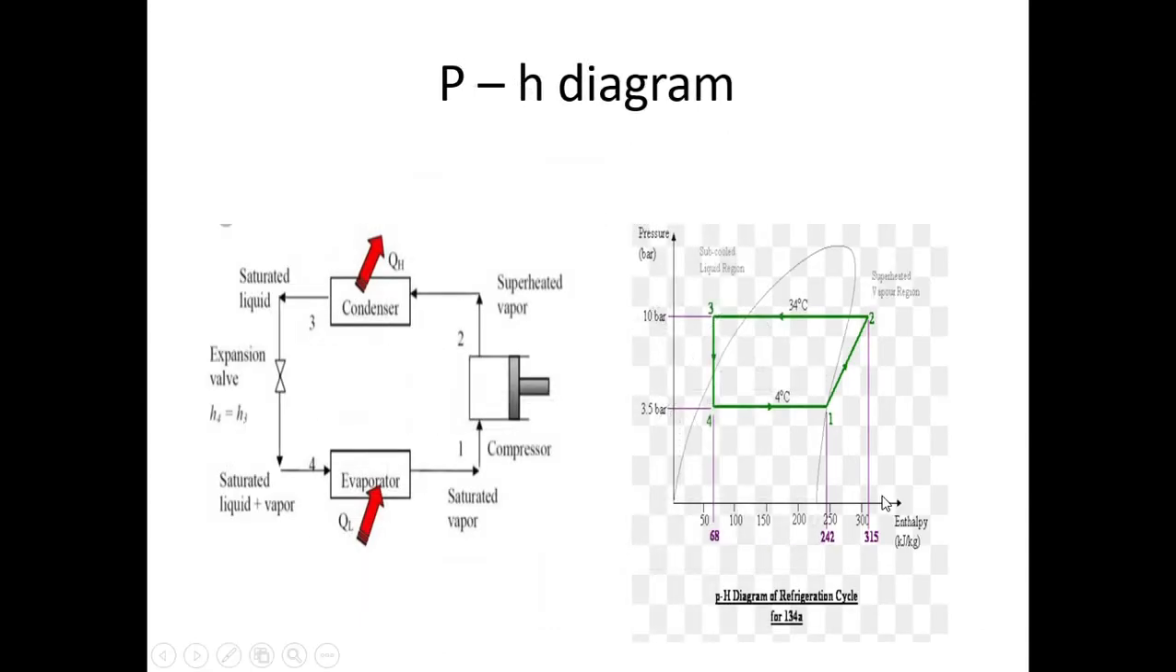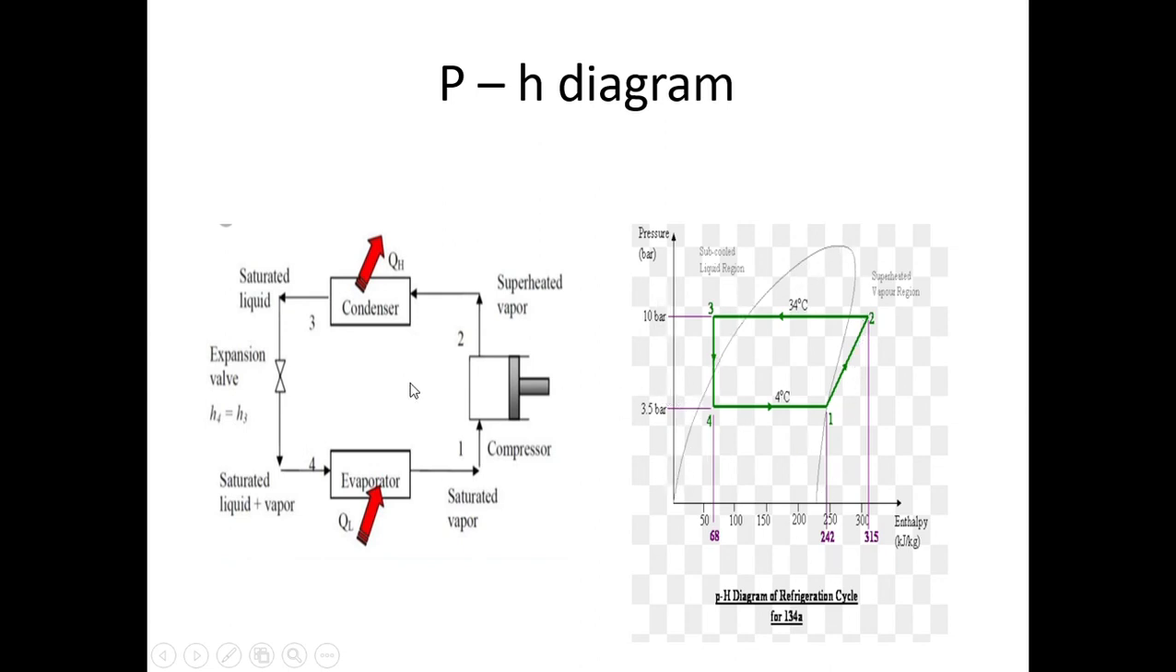If you see the pH diagram, the same cycle on the pH diagram, during 1-2, which is compression, what happens is the enthalpy of the refrigerant is increasing. Because you are supplying some work input in the compressor, electrical energy, and that electrical energy is used for providing work input to the refrigerant. So the enthalpy of the refrigerant is increasing like this. 1-2 is not a constant enthalpy process. This is the pH diagram. The pH diagram shape is like this.